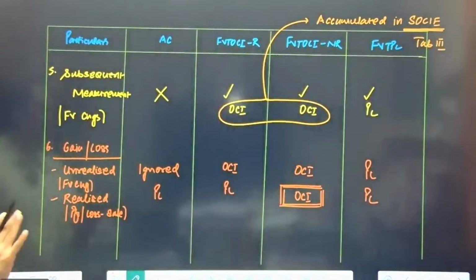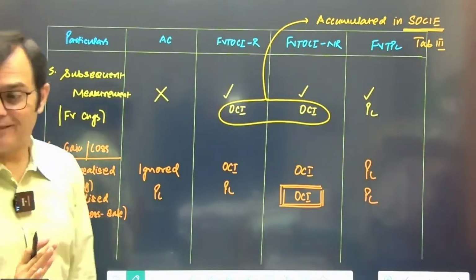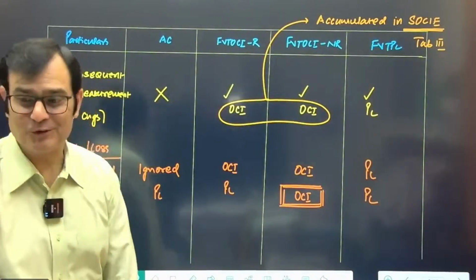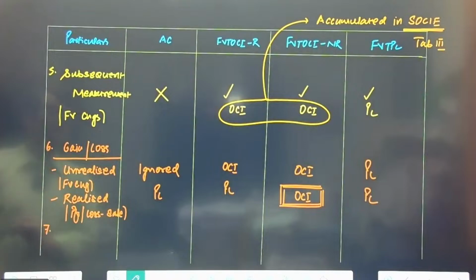I'm clear on P&L, the point number 6. Yes, sir. Now clear, sir. I was confused with the final transfer. Wonderful. Okay, no issue. Now that is the seventh point of discussion. Then I'll add another eighth one as well.